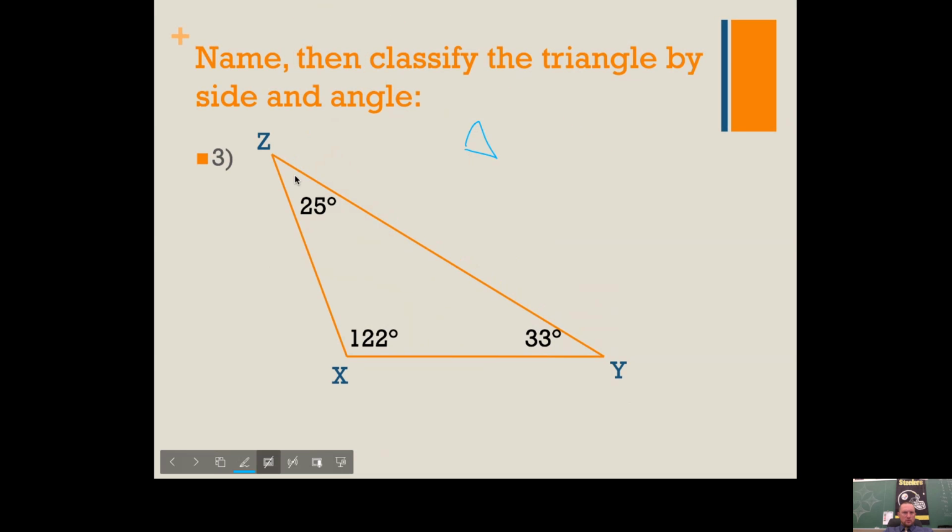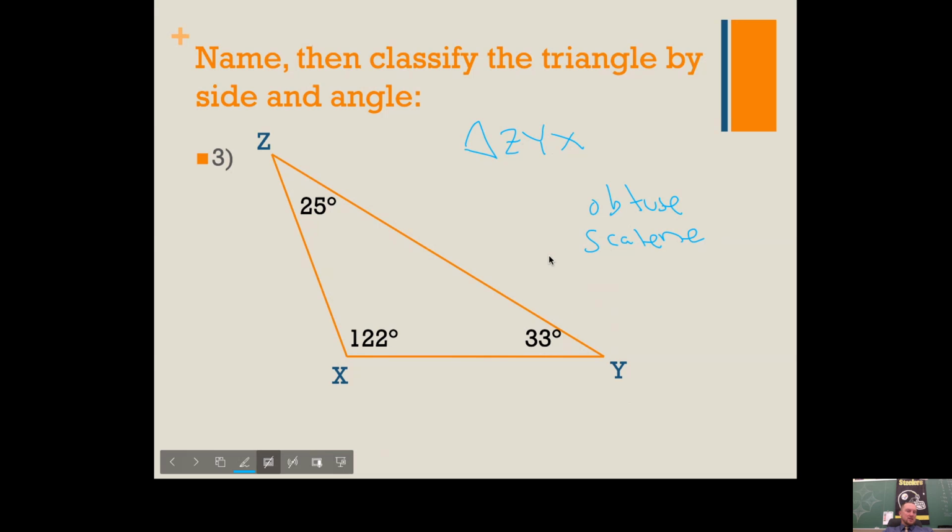We'll name this triangle, triangle ZYX. I notice one obtuse angle, so I'm going to say this is an obtuse triangle. I also notice that all of the angle measures are different, so it's scalene. Obtuse scalene or scalene obtuse.